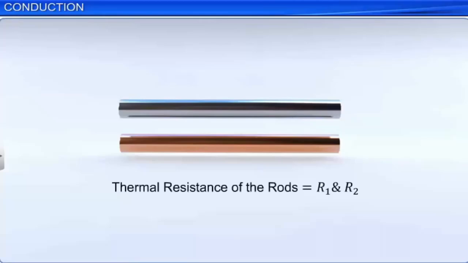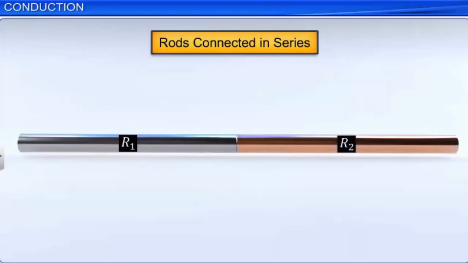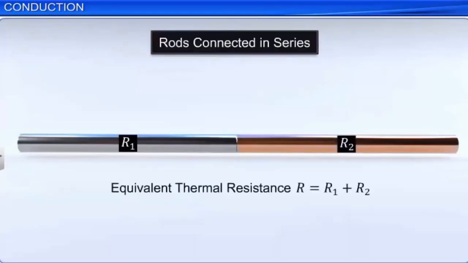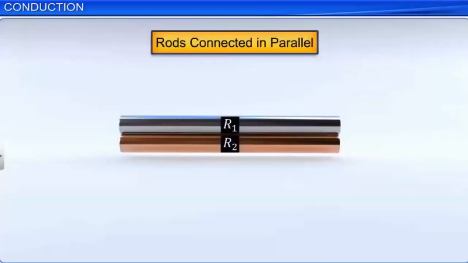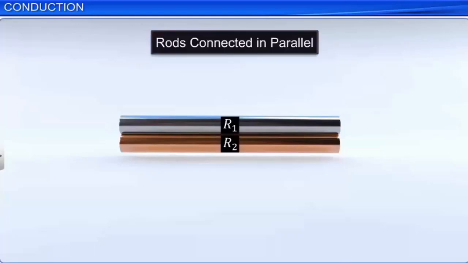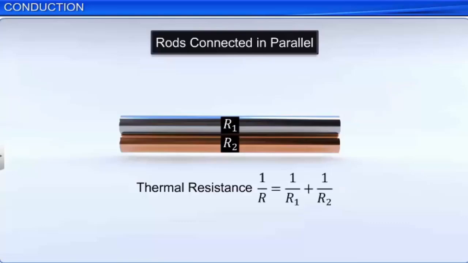This identity can be extended to some other cases as well. For example, if two rods of thermal resistances R1 and R2 are connected in series, then the equivalent thermal resistance R of the combination is expressed as R is equal to R1 plus R2. On the other hand, if they are connected in parallel, then the equivalent thermal resistance of the combination R can be found using the relation 1 by R is equal to 1 by R1 plus 1 by R2.